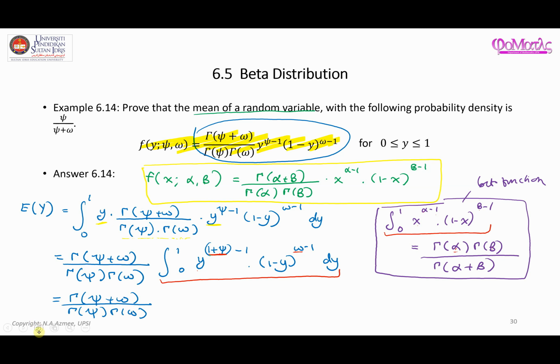So the result for that one is going to look like this. We're going to multiply that with this one here at the alpha position. So we have the gamma function for this one, which is this guy, 1 plus psi. So here will be replaced at beta. So here we got beta. And here we will have this guy plus this guy, which is 1 plus psi plus omega.